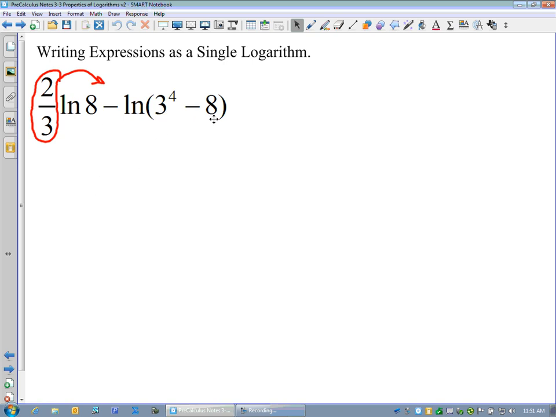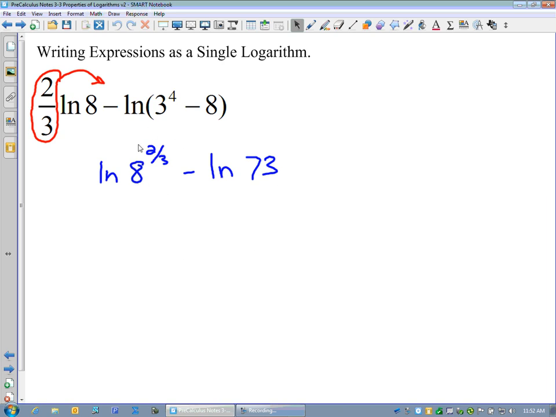And then also I notice in the argument for the second term, there is all numbers. It's all numerical. So we can go ahead and evaluate that. 3 to the 4th would be 81. 3 times 3 times 3 times 3 is 9 times 9, which is 81. And then minus 8 is 73. So my first line here, I'm moving that up using the power property. And then I'm simplifying the argument here, which would be natural log of 73.